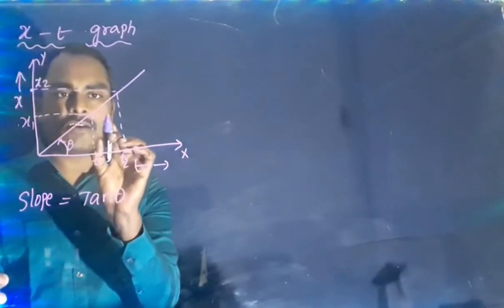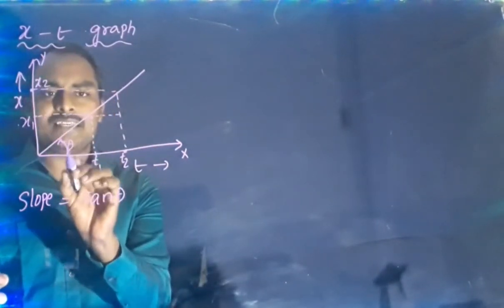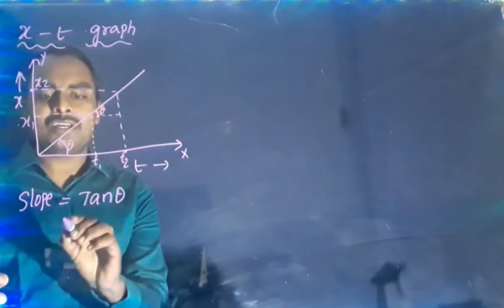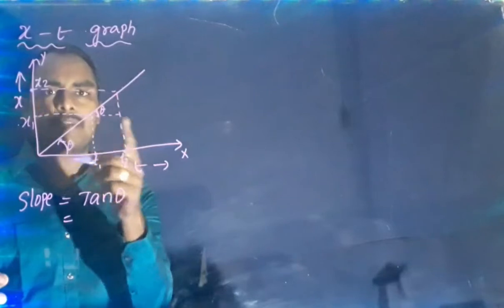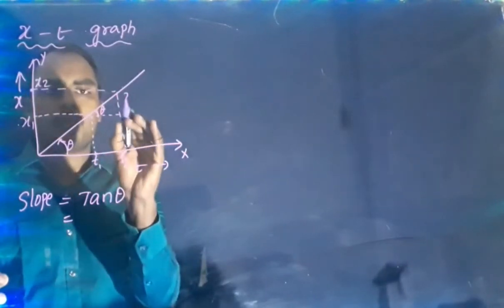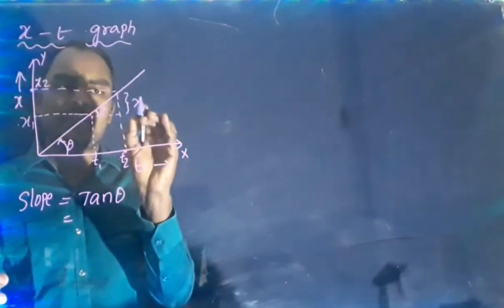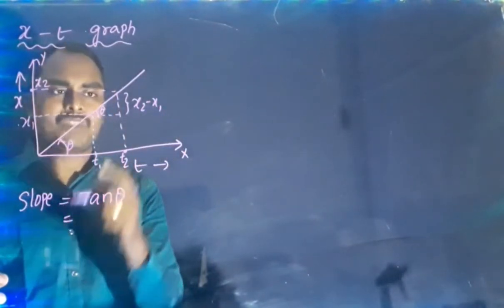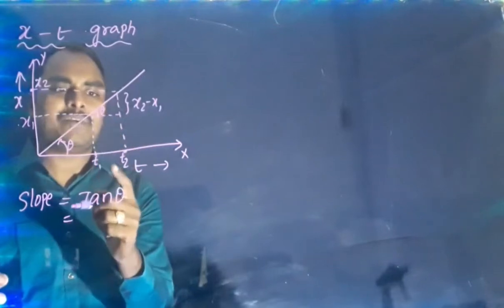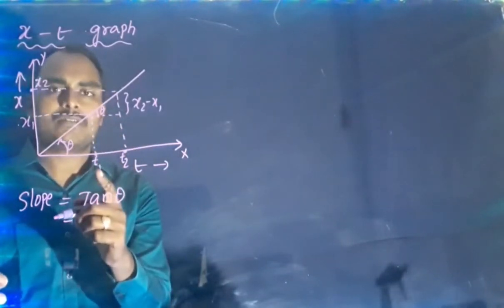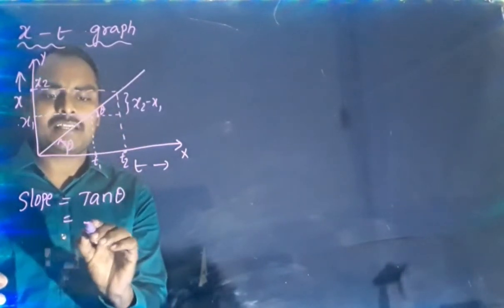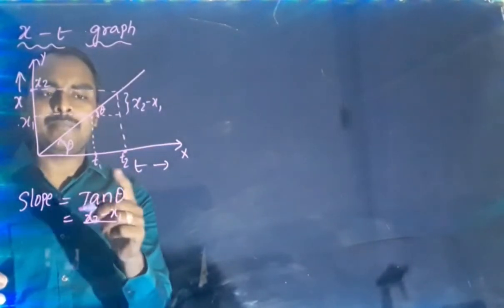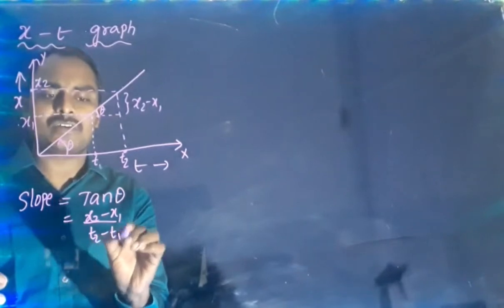So draw a dotted line here. If this angle is theta, this is also theta. Then tan theta in this right angle triangle can be written. This is the opposite side, which can be written x2 minus x1. This is x1, this is x2. The base can be written t2 minus t1. So tan theta is the opposite side x2 minus x1 divided by the base t2 minus t1.